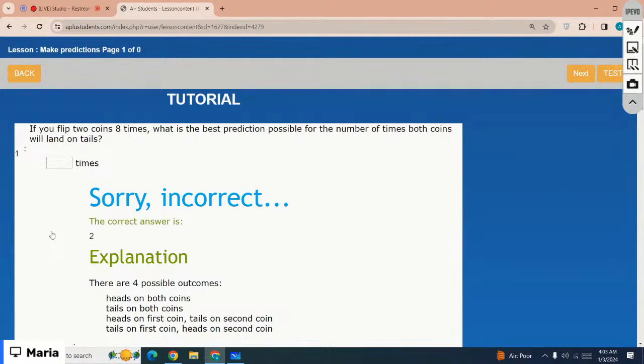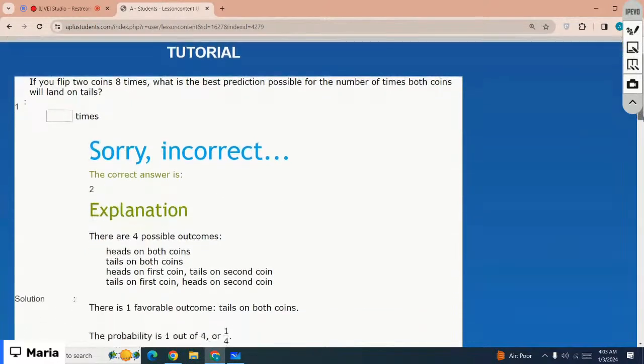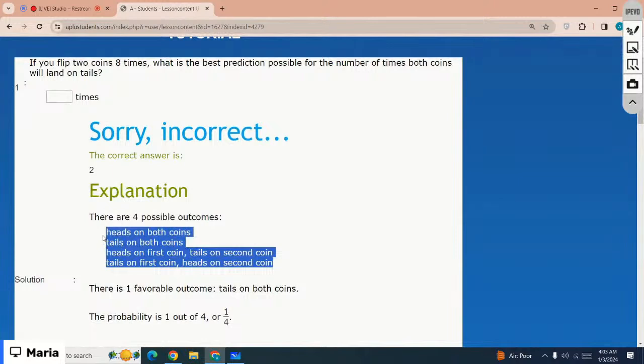So you have two coins. You flipped them 8 times. So there are four possible outcomes for the two coins. They are head on both coins, tails on both coins, head on first and tail on second, then tail on first and head on second, right? So there is only one outcome, tails on both, right? The question is, what is the best prediction possible for the number of times both coins will land on tail?